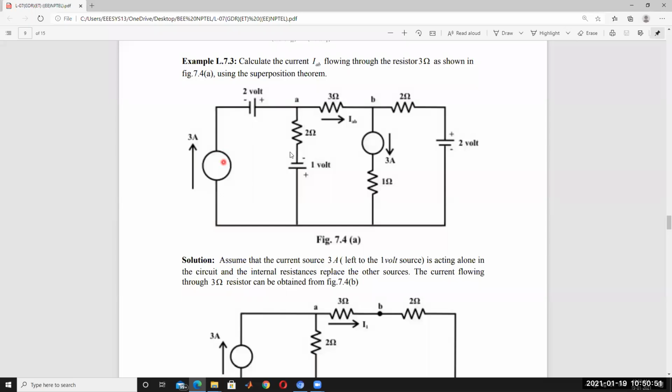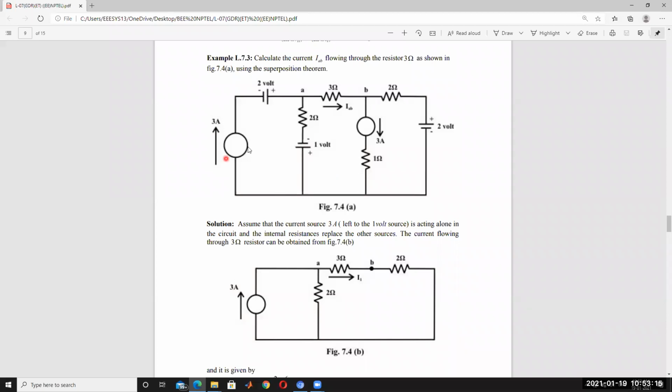Here, according to the superposition theorem, by activating one source and deactivating the remaining sources, we have to find the current flowing through this 3 ohm resistor. Similarly, by activating this source and deactivating all the remaining sources, we have to find the current flowing from A to B. I'm assuming the direction of the current is like this. If the current is flowing from A to B, that is called positive. If the current is flowing from B to A, that is called negative. Understand?